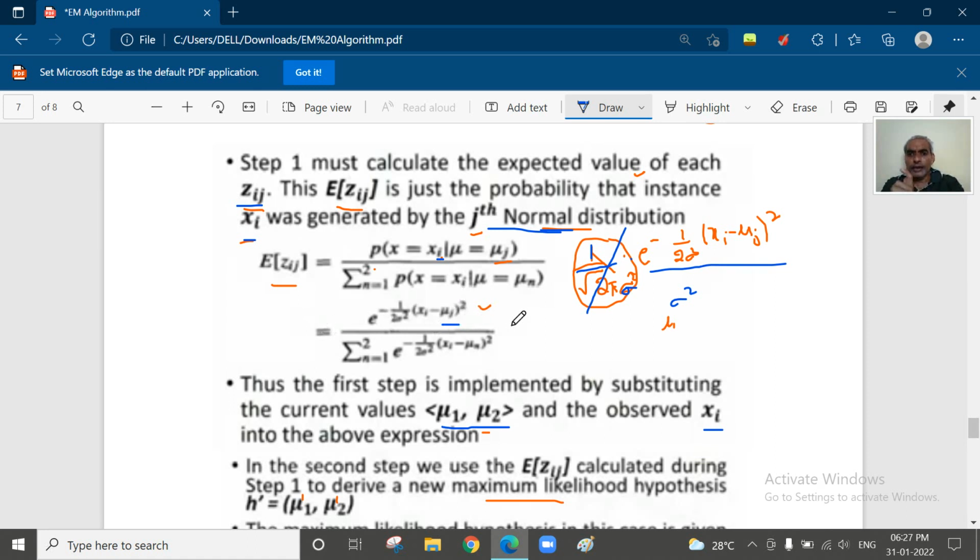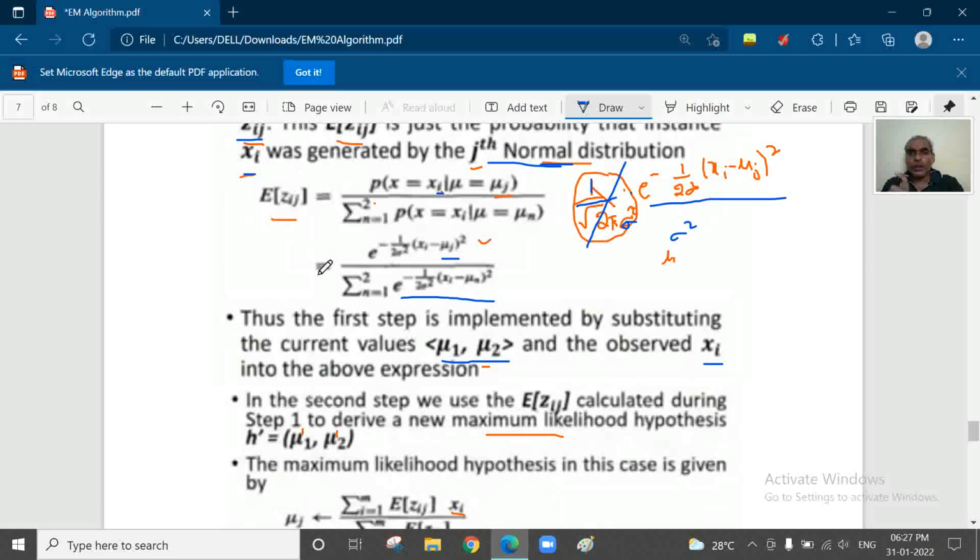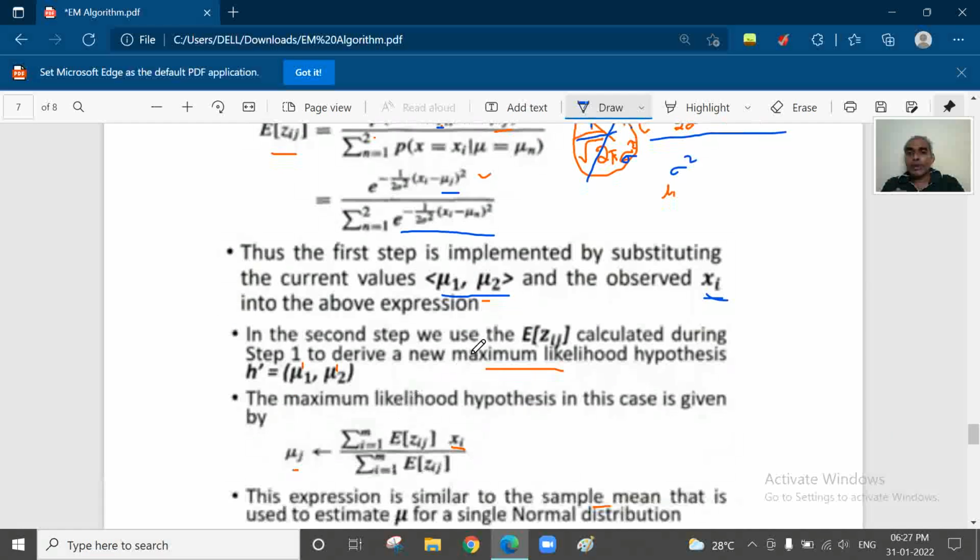So square divided by square root of n is equal to 1 to 2 of, now again probability, so we are going to write the same equation e to the power of minus 1 by 2 sigma square into (xi minus mu n) whole square. So thus the first step is implemented, now by substituting the current value of mu1, mu2 and the observed xi value. Now in the second step, now we use this Eij. Now this you have calculated by this equation.